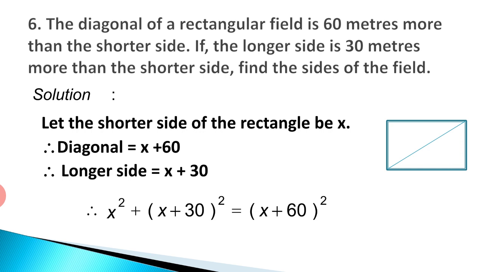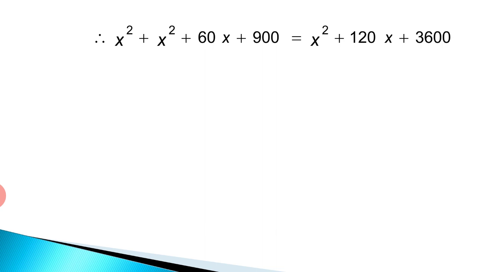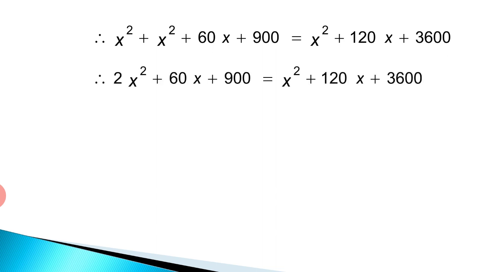Now solving this equation, expanding the square brackets, x square plus 60x plus 900 is equal to x square plus 120x plus 3600. Then simplifying, collecting the like terms and arranging right hand side to be 0. So you get x square minus 60x minus 2700 is equal to 0. Because 900 minus 3600 will be minus 2700.